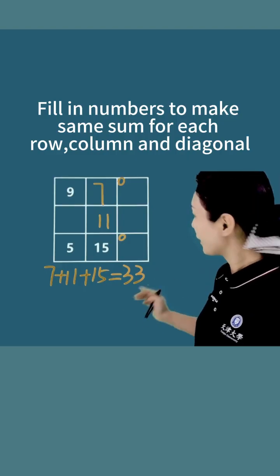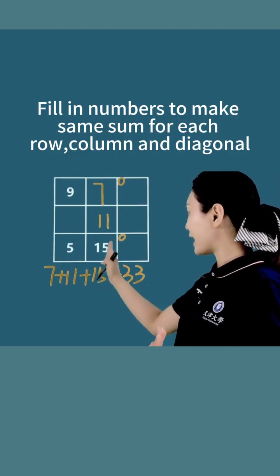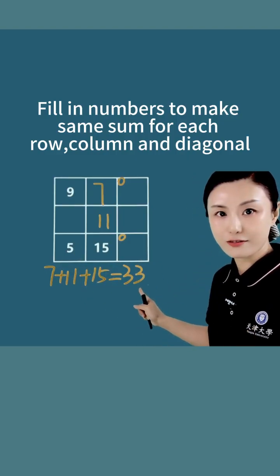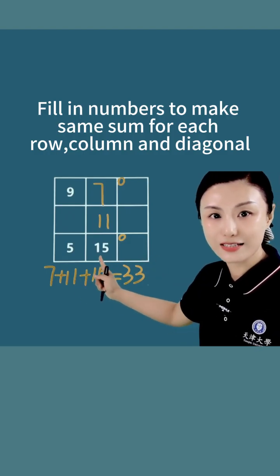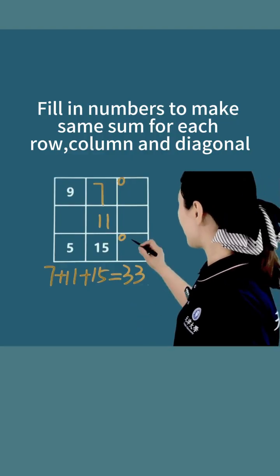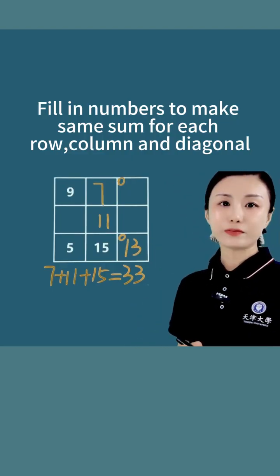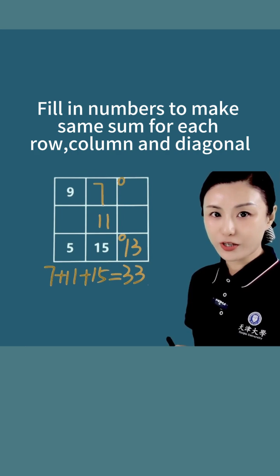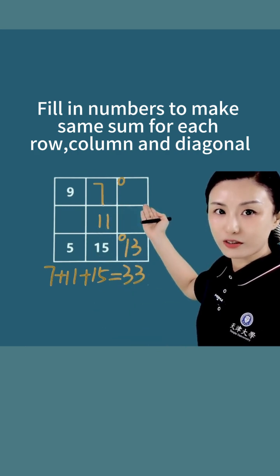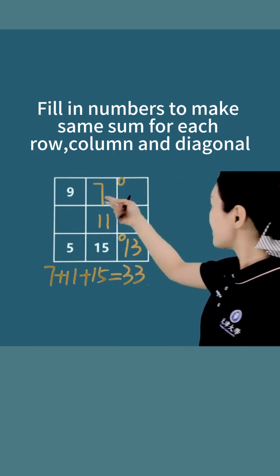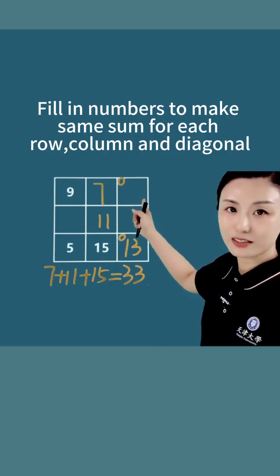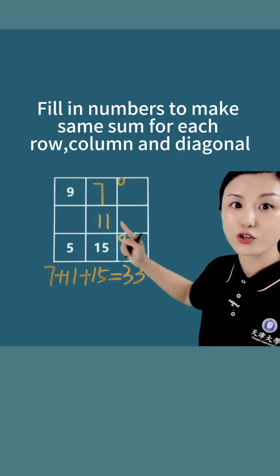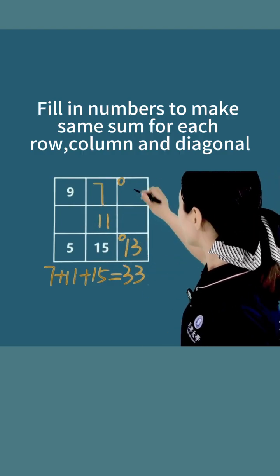How do we find them? For example, in this row, I know these two numbers, and I also know that the sum of the three numbers is 33. So here, it should be 33 minus 5, then minus 15, which means this spot should be 13, right? Let's continue. Where else can we solve for a number? Can we solve for the numbers in the first row? 9 plus 7, and then add the number in this box. The sum is 33. So what is the number in this box? 33 minus 9, then minus 7. So this spot should be 17, right?